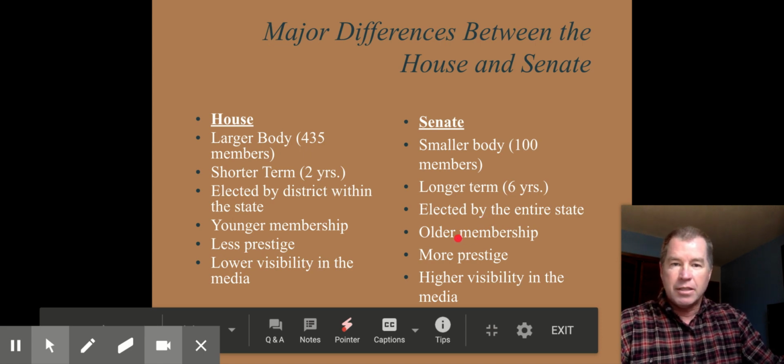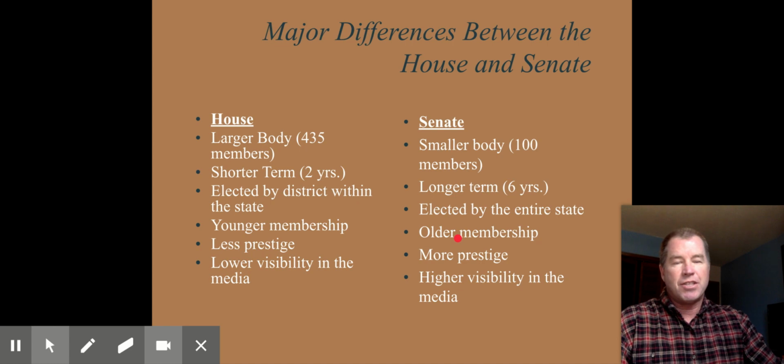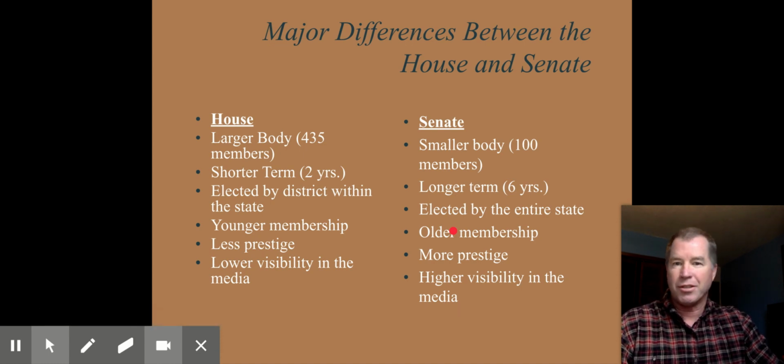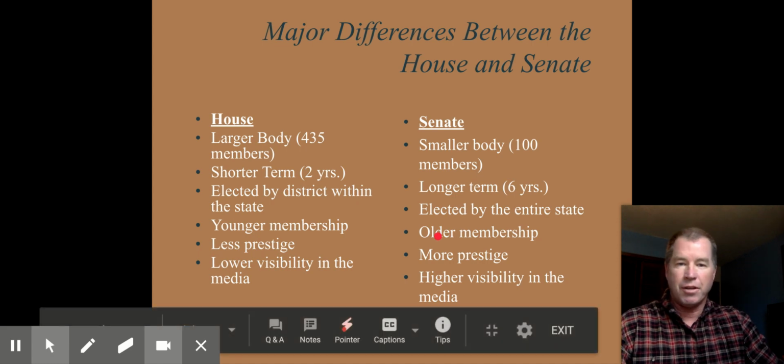It tends to be older. I don't have the numbers right here, but the average age is 7 or 8 years older on average in the Senate than in the House. It's somewhere in the 60s. 62 years old average, something like that, in the Senate. 55 or so years old in the House.